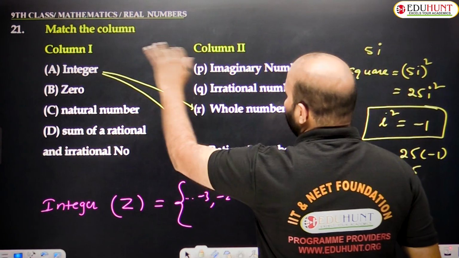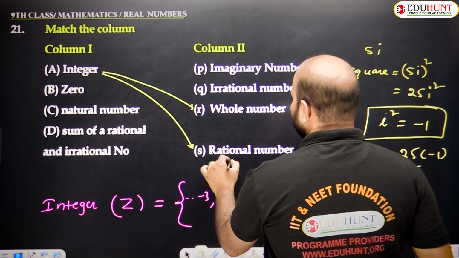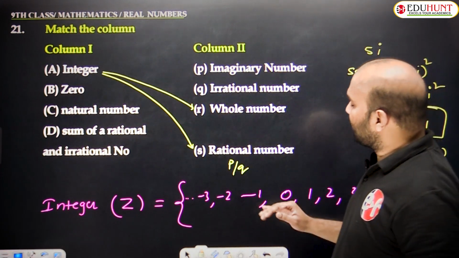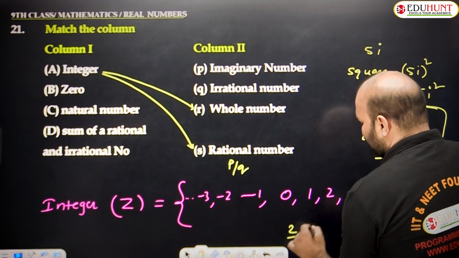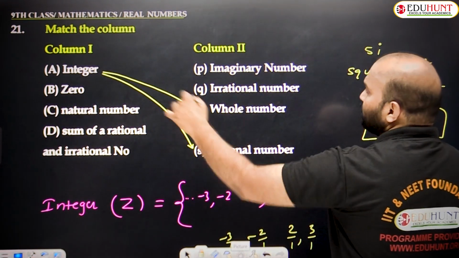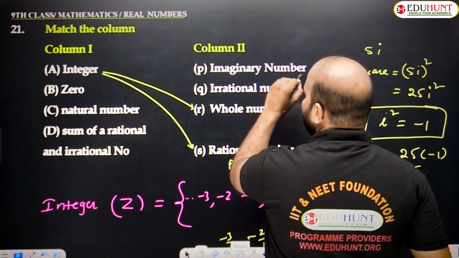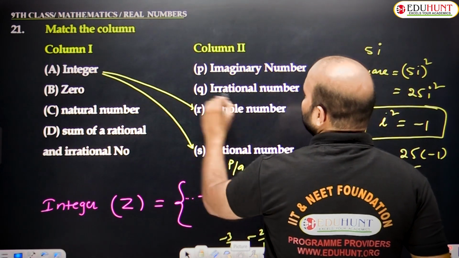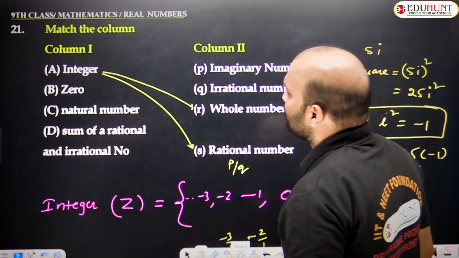Again, rational numbers: what does a rational number mean? It can be represented as p by q. A rational number is a number expressed in p by q form. So 2, 3 can be written as 2 by 1, 3 by 1, and minus 2 by 1, minus 3 by 1. So it is of the form p by q. Every integer is a whole number as well as a rational number. So integers are neither imaginary numbers nor irrational numbers. Integers are whole numbers as well as rational numbers. Am I clear? So next, 0.